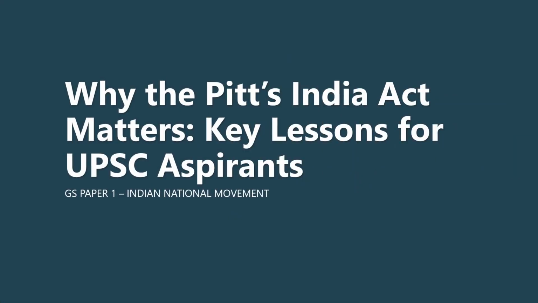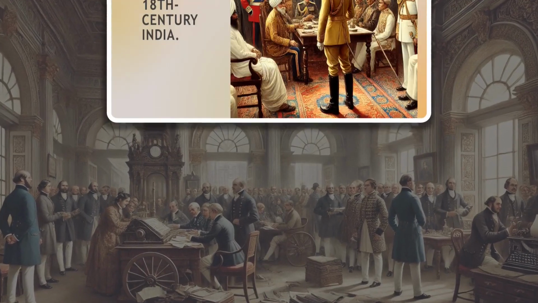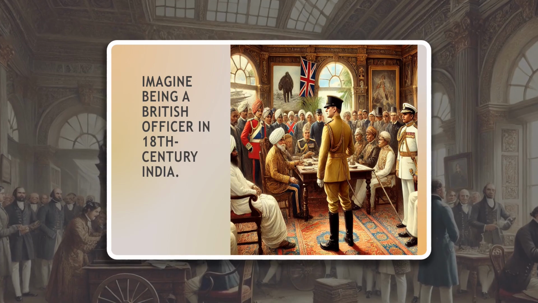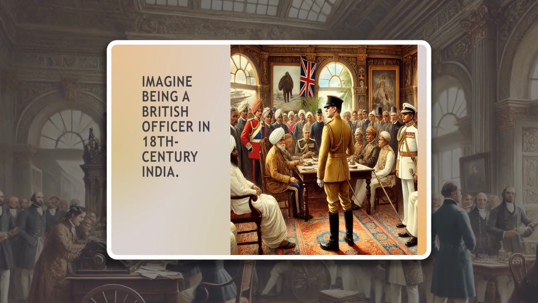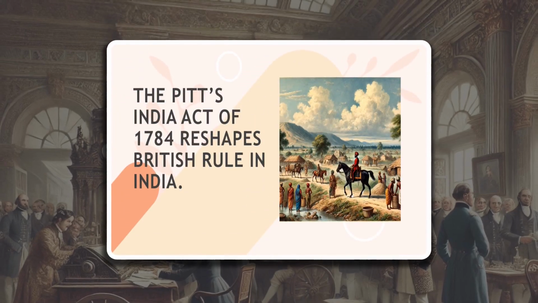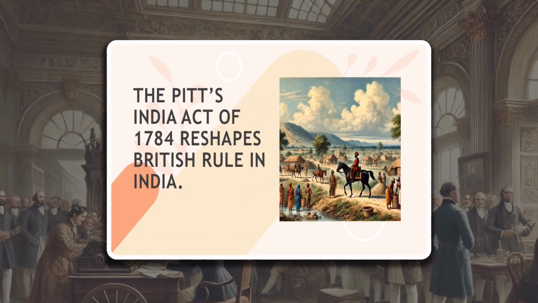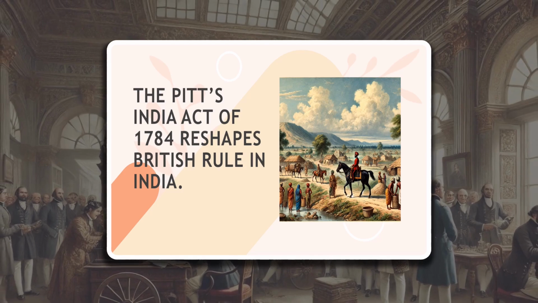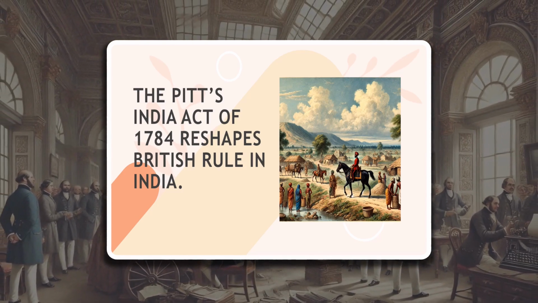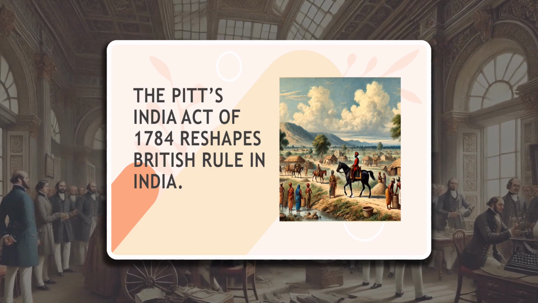The Pitt's India Act, a turning point in British rule in India. Imagine being a British officer stationed in India in the 18th century. The sun beats down on the vast subcontinent, but behind your uniform there's a storm brewing. British control over India is uncertain, its administration is corrupt, and the power of the East India Company seems unchecked. Enter the Pitt's India Act of 1784, an act that fundamentally reshapes British governance in India.